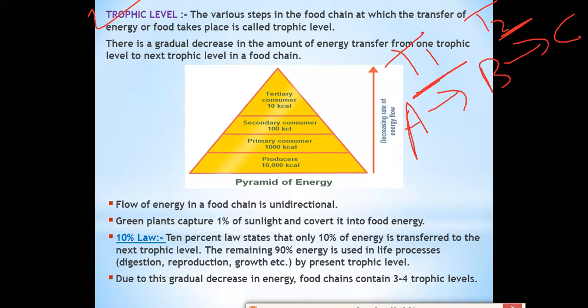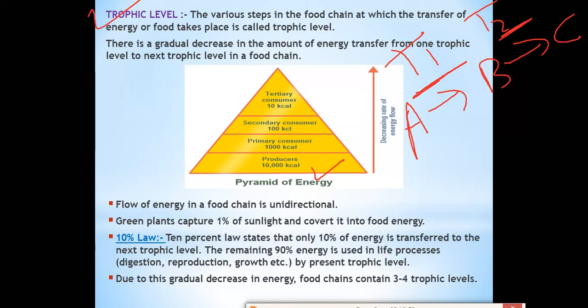The various levels in the food chain at which the transfer of food or energy takes place are called a trophic level. There is a gradual decrease in the amount of energy transferred from one trophic level to the next trophic level in the food chain. For example, it is a pyramid of energy. This one is for producers, in which all the plants are there. These producers or plants will have the maximum energy, which they get from the sun. Suppose they are having 10,000 kilocalories of energy.